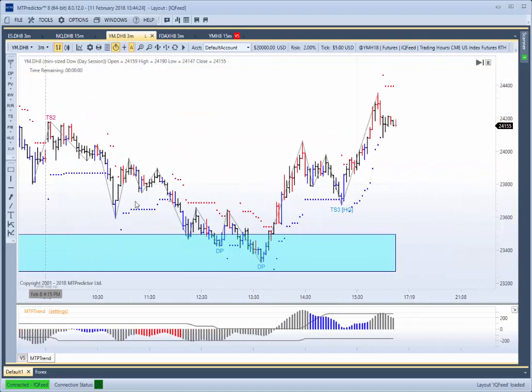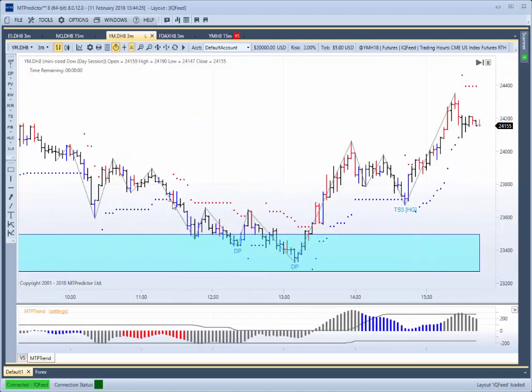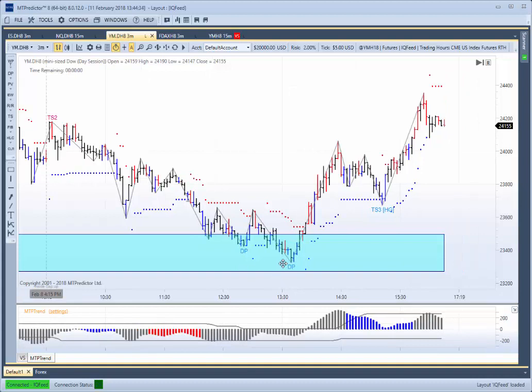Let's clear that all off. There's the same setup there. That was a losing trade on the ES. Again, we wouldn't have taken that on the YM because our MTP trend was red and still on the way down into our support zone.